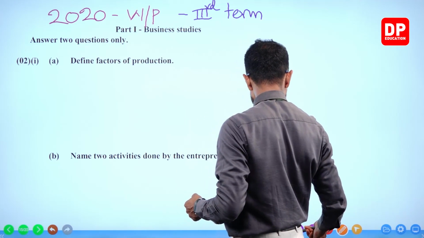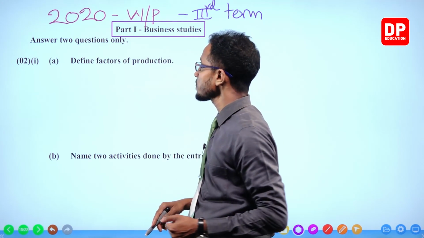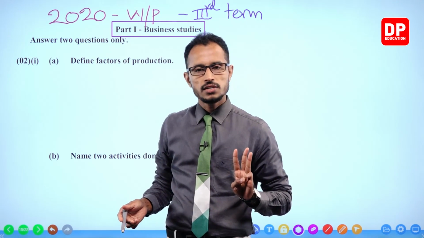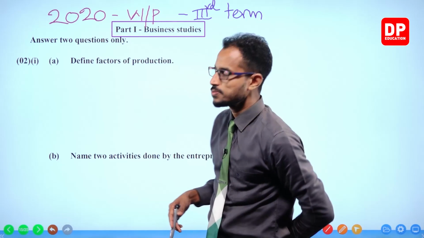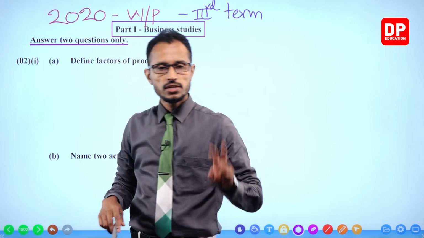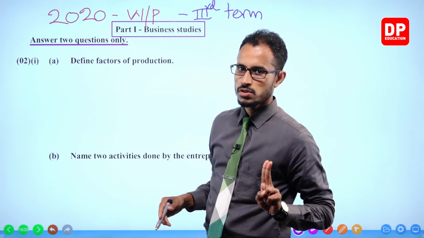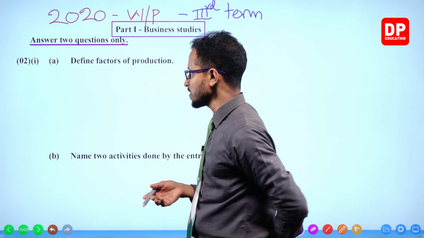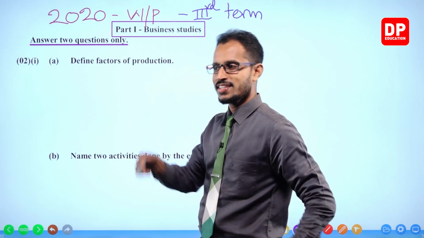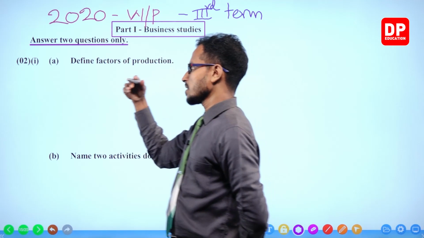And this is the business studies part. That is part 1 of the paper. You get 3 questions. Out of that, answer any 2. It's your choice. I'm going to answer all the questions, but you have to answer only 2. Question number 2. First question is the compulsory question. We did it in the previous video. Watch it.